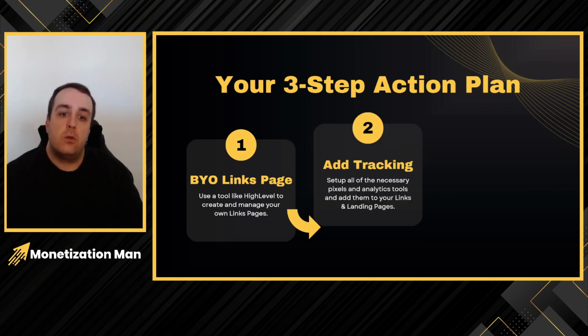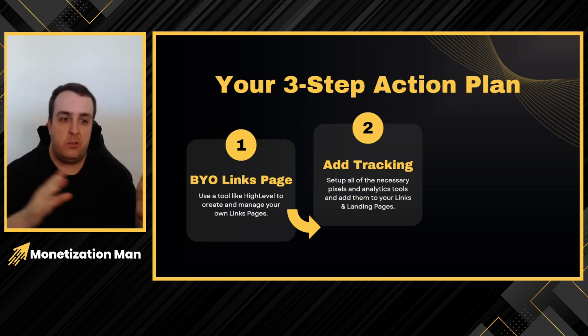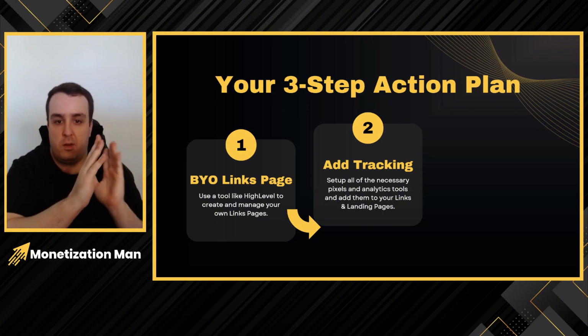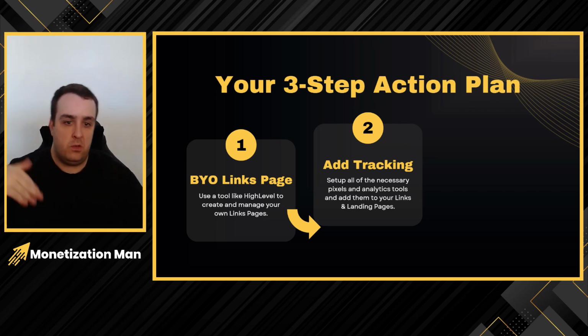For step 2, you're going to want to add tracking to the links pages you just built. So you set up all of the necessary pixels and analytics tools and add them to your links and landing pages. You add them to both your links page and your landing pages, as far as the pixels and conversion APIs and all that, so you can see all the data as people go from social media to the links page to the landing pages, and then become a lead or a customer.